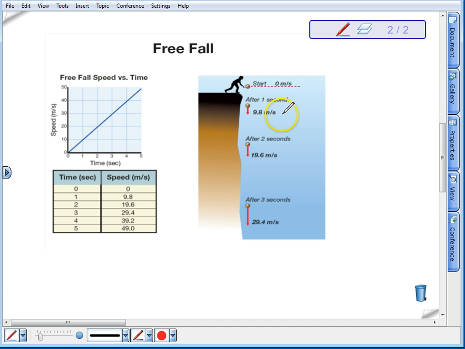So at second 1, it's 9.8 meters per second. At second 2, it's 16.6 meters per second. At second 3, it's 29.4 seconds. At second 4, it would be 29.4 meters per second. And then it would continue to get faster and faster and faster. Okay? If you look at a speed versus time graph, you'll notice that if the acceleration is constant, you get a straight line, because the speed is getting faster and faster with each second.